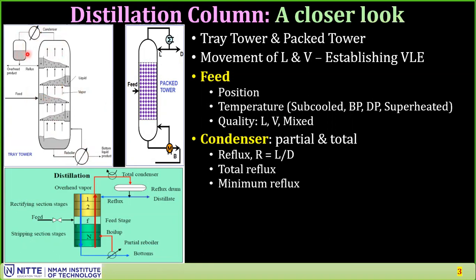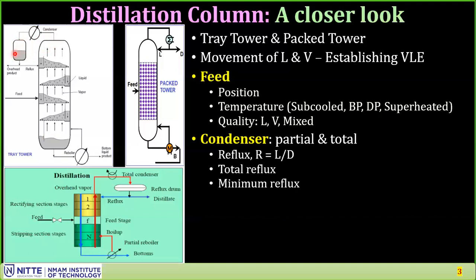The liquid, whatever is condensed over there, could be from a partial condenser or a total condenser. A total condenser is the one which completely condenses vapor into liquid form. A partial condenser is the one where vapor-liquid equilibrium coexists; some portion of the vapor is uncondensed, it coexists.